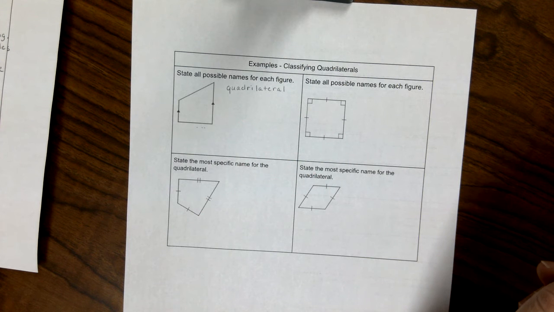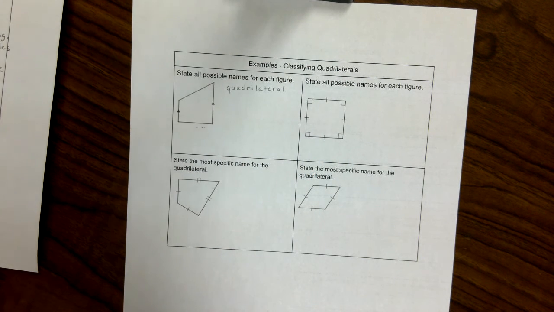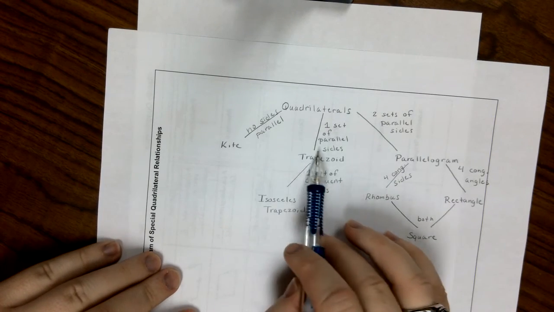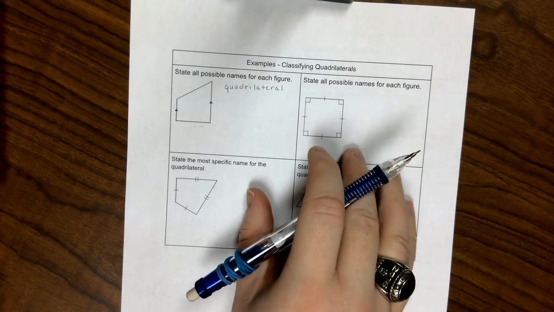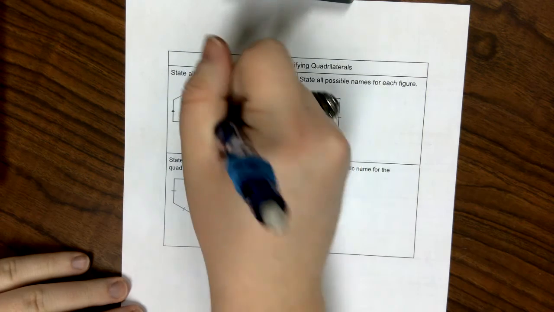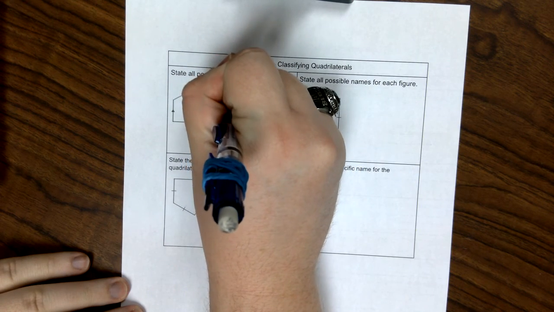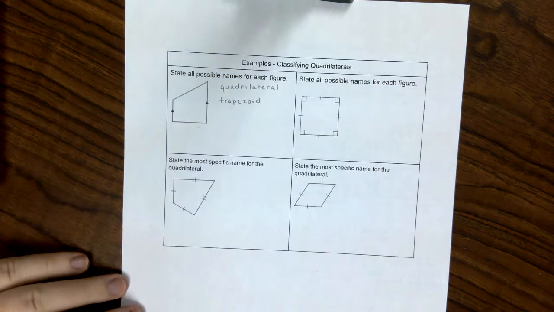And then we start looking at if we have any parallel sides, because remember, that was our first indication, parallel sides. So how many sets of parallel sides do we have here? We have one. So that means that it is automatically a trapezoid because there's only one set of parallel sides.